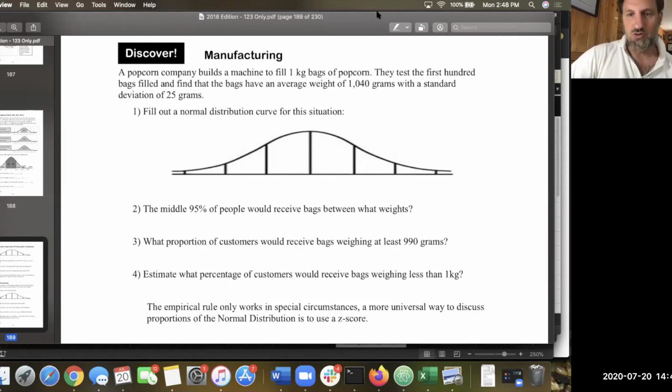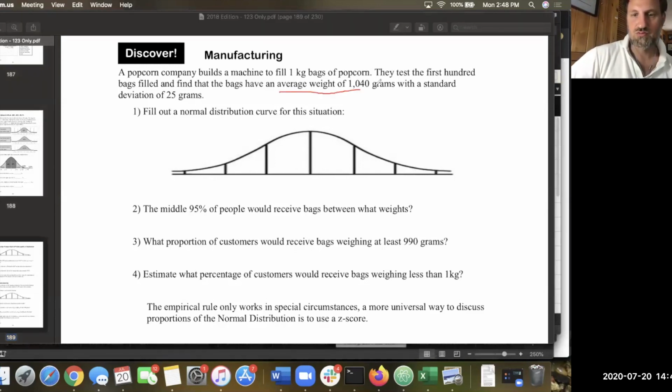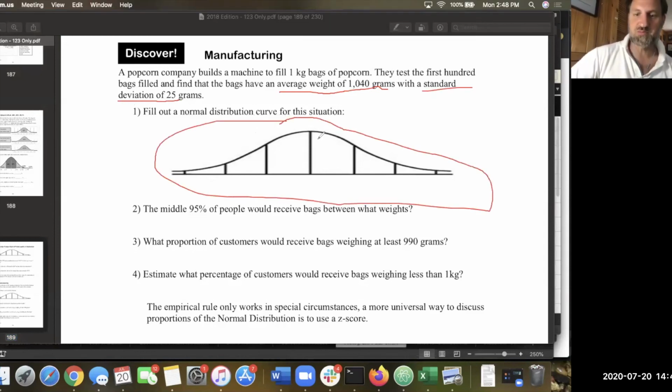So what are you doing here? Number one, you're taking the average and the standard deviation and you're going to build this picture. When you build this picture, they've already drawn this for you, but you draw the curve, you put in the center line, that's number 1, and then you go 3 to the right, and you go 3 to the left. Now, what number are you going to put on the center line? What's the number that should be in the middle?